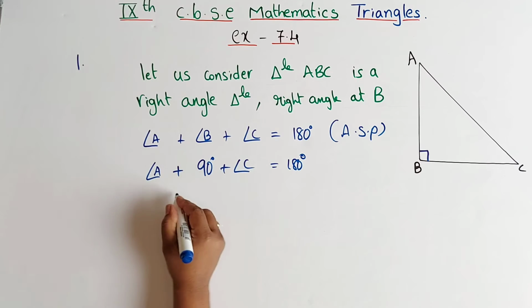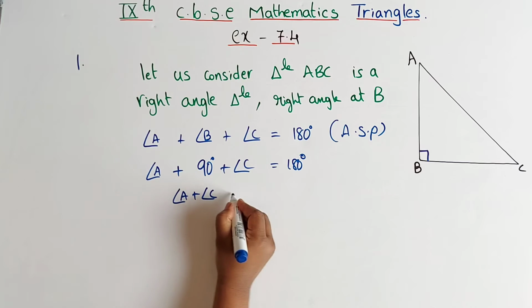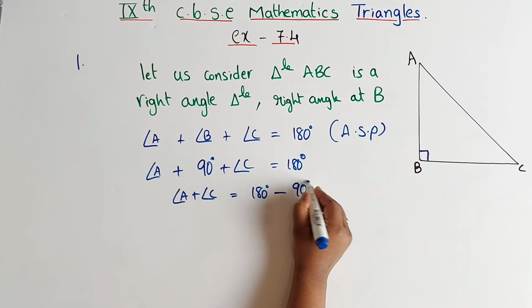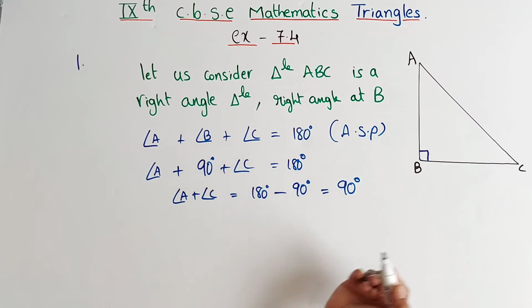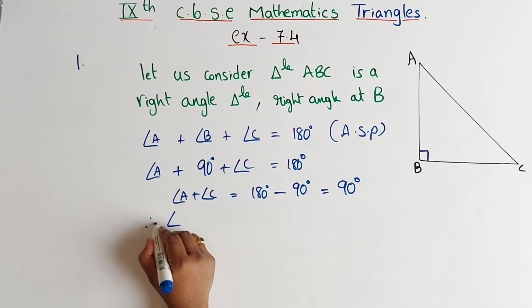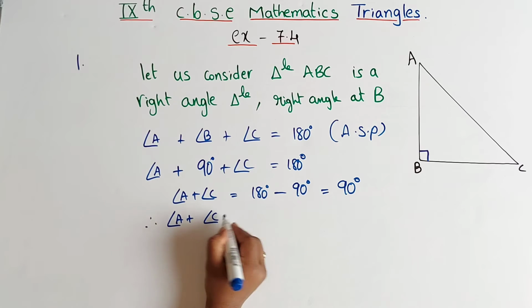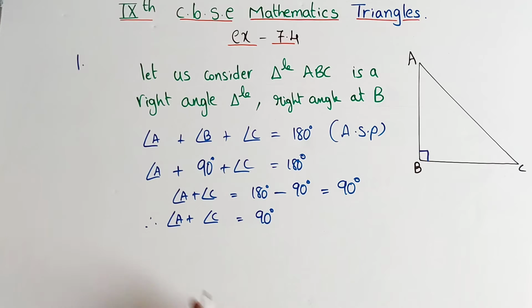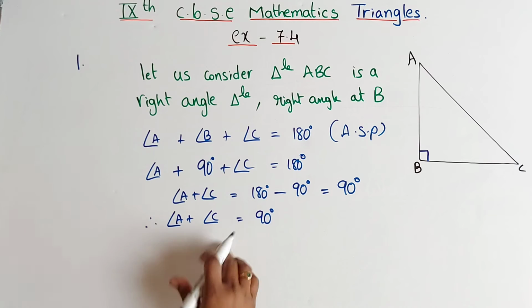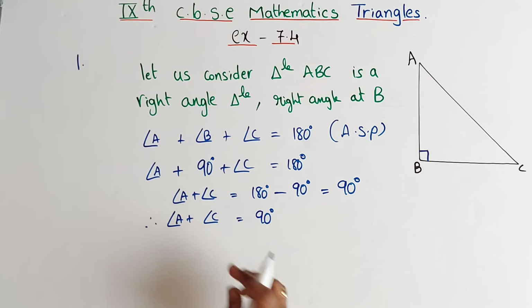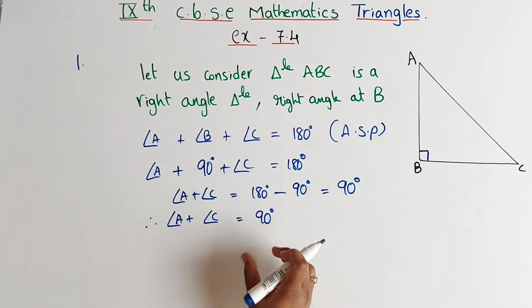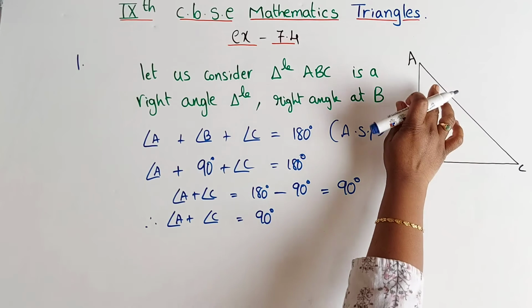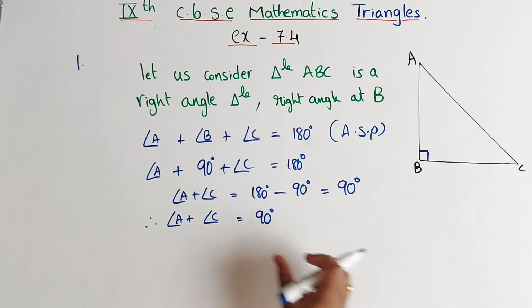So, from here, angle A plus angle C equals, this 90 will go to the right-hand side, 180 degrees minus 90, that equals 90 degrees, children. Therefore, angle A plus angle C, the addition of these two angles, is 90 degrees. That means it may be 30, 60, 45, 45, 20, 70, 50, 40, anything. But both the angles are below 90, then only angle A plus angle C addition is 90.